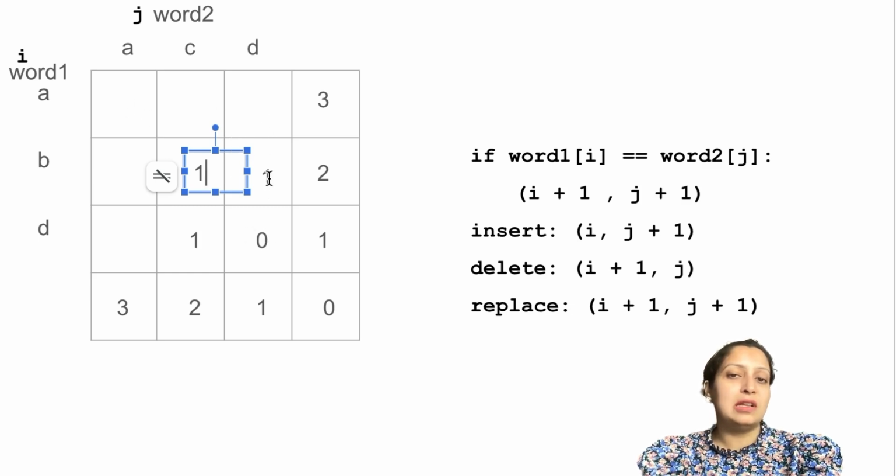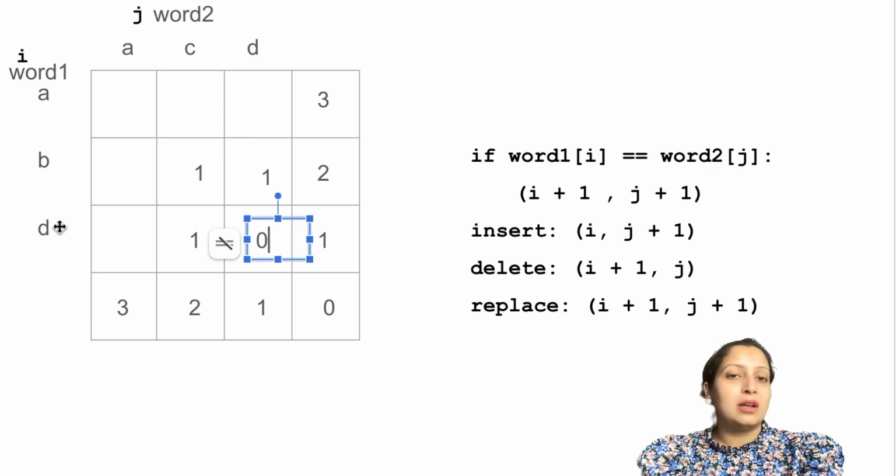But how do you fill these values? So let's look at this value. In this value, you check that your word 1 i is D and your word 2 j is D, and they are both equal. So the number of operations required is 0. Okay.